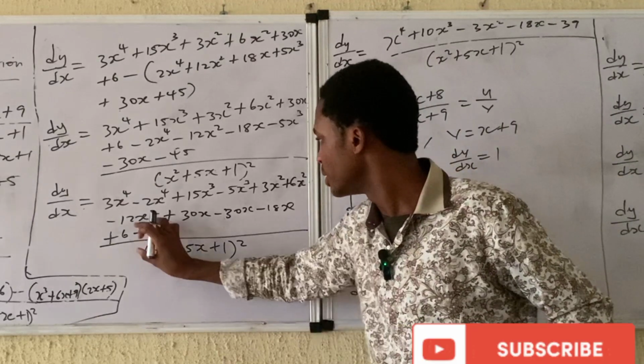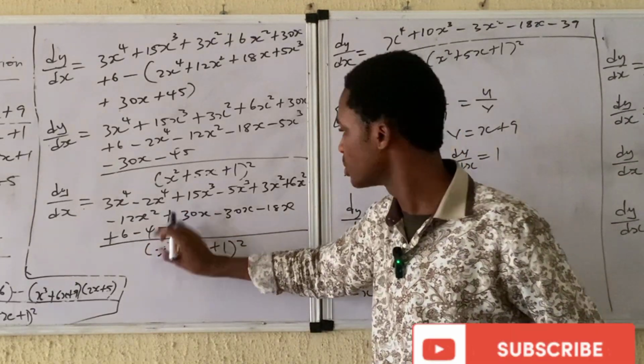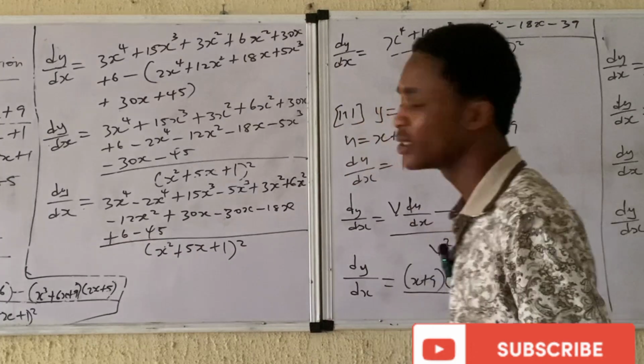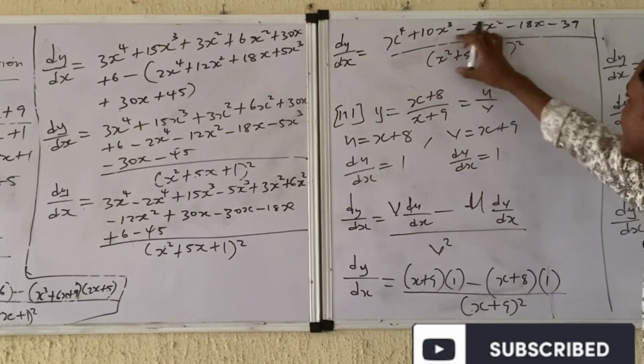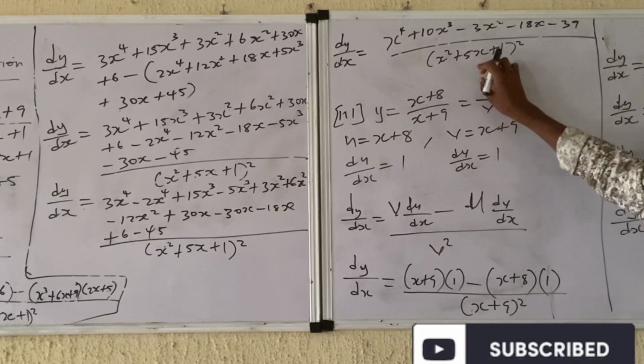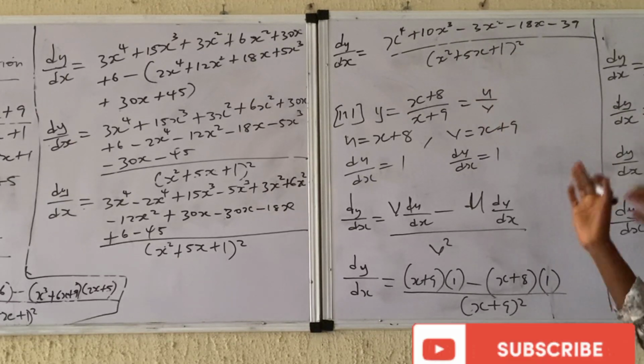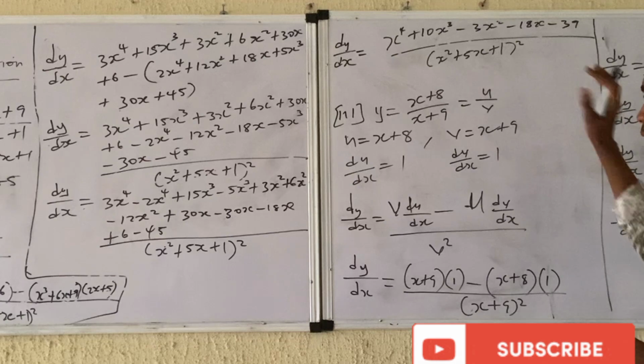Now the negative sign goes to this 45. So now positive 6 minus negative 45 will give us minus 39 all over the denominator, which is (x squared plus 5x plus 1) bracket open and close to the power of 2. So that is that for this one.